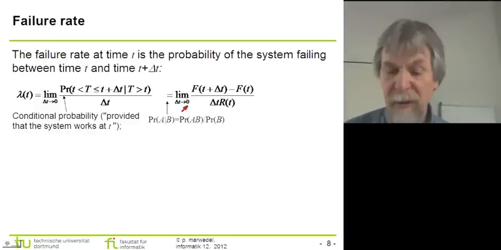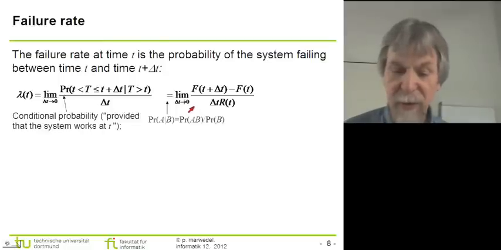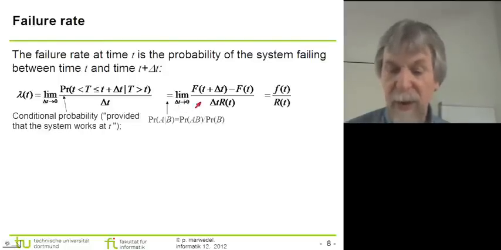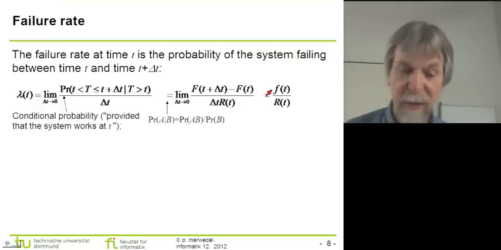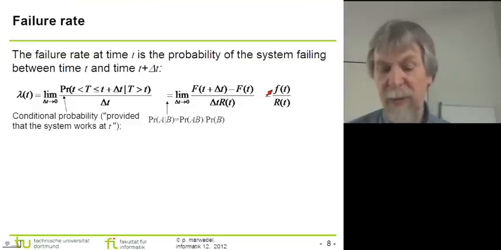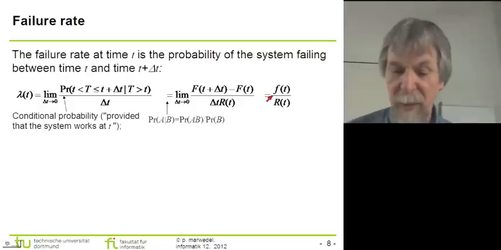Now obviously it's easy to compute the limit value of that expression because we just have to consider the case of delta t approaching 0. As a result, using well-known properties of mathematics, we come to the conclusion that this failure rate is equal to the probability density divided by the reliability.